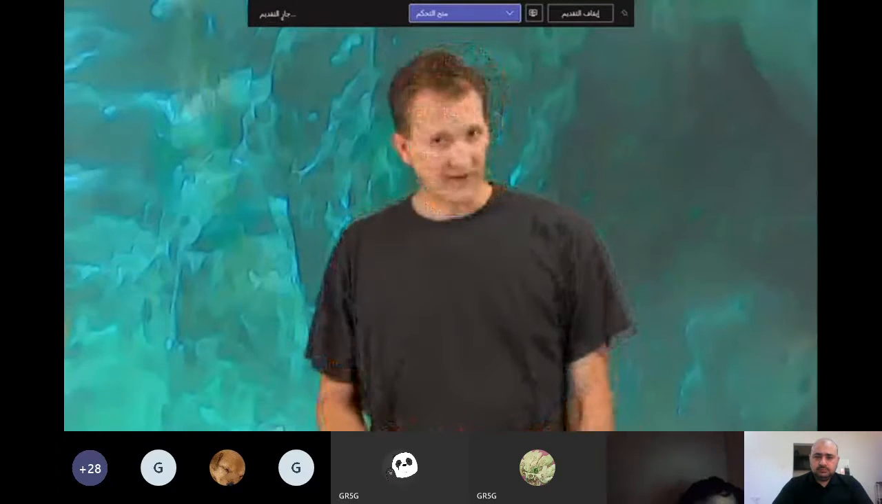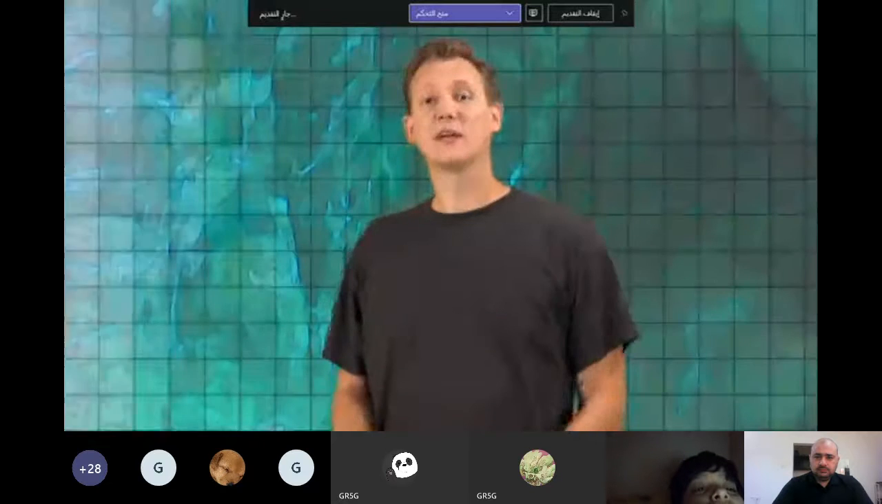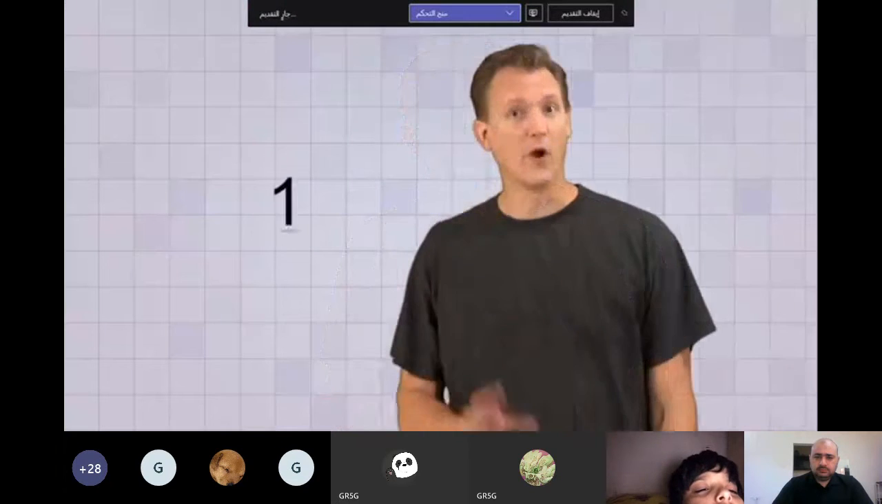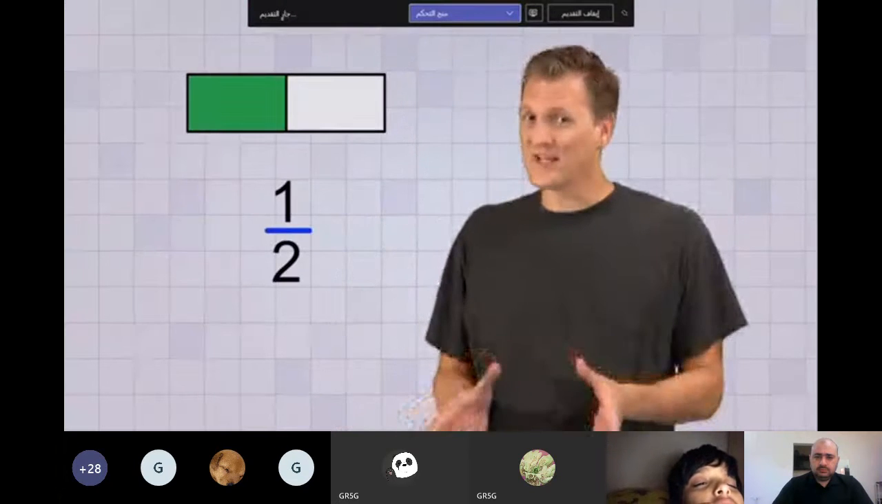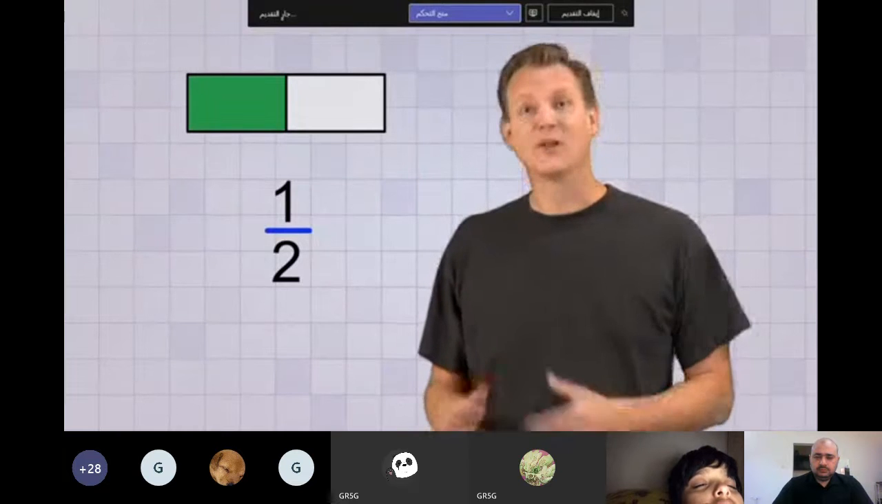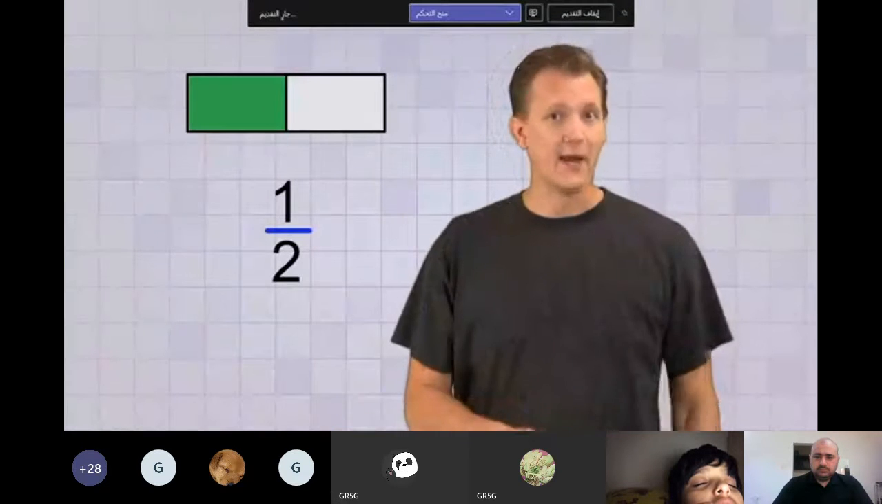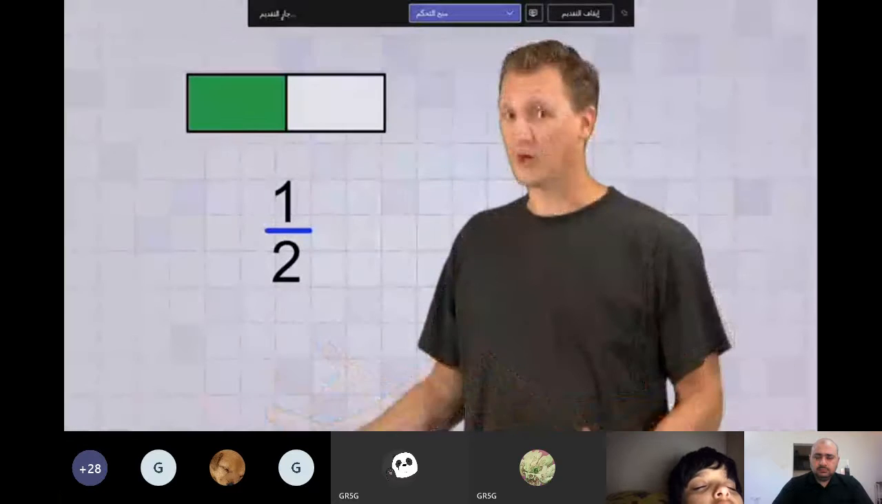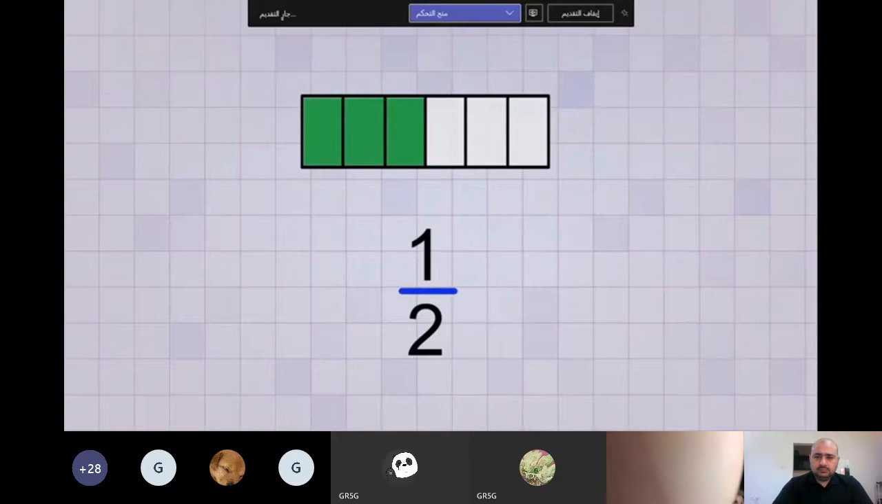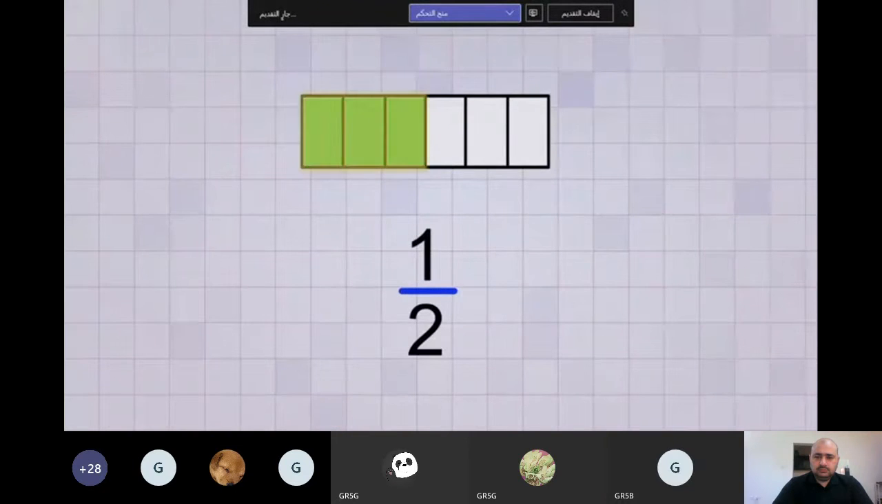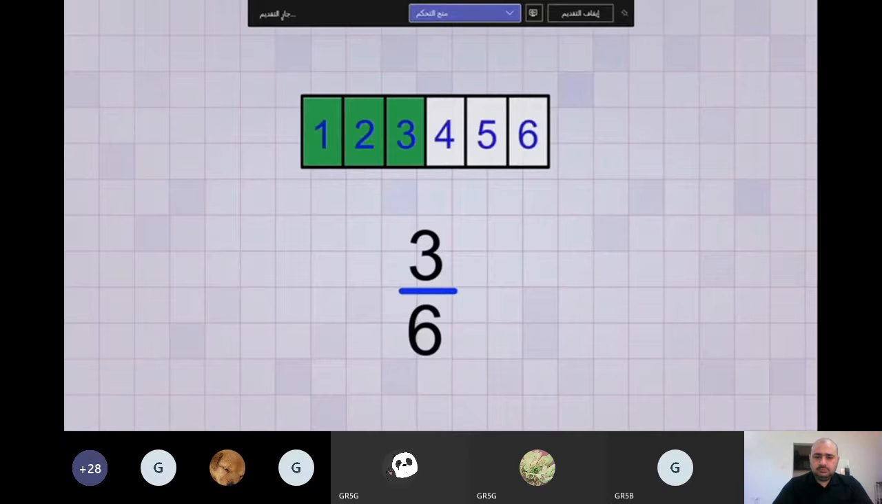To help us understand what simplifying a fraction really means, let's take a look at the simplest fraction I can think of, 1 over 2. Now, this is already as simple as it can possibly be, so let's go the other way and complicate it by dividing our rectangle here up into more parts. The amount of our rectangle that's shaded is still the same, but now the numbers for our fraction are 3 over 6. The numbers are bigger because our rectangle is now divided into more parts.